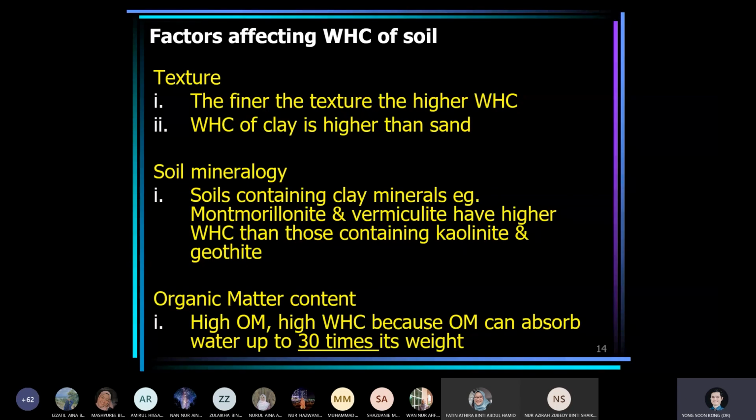Okay, so what affects water holding capacity? As I told you earlier, the finer the soil particle, the higher the water holding capacity, like clay. Clay is higher than sand. And there is another reason that determines the water holding capacity. Clay itself may not be the same. Some clays can absorb more water, some cannot. This is evident, as you can see right here. Examples are montmorillonite and also vermiculite. Now, these two are clays.